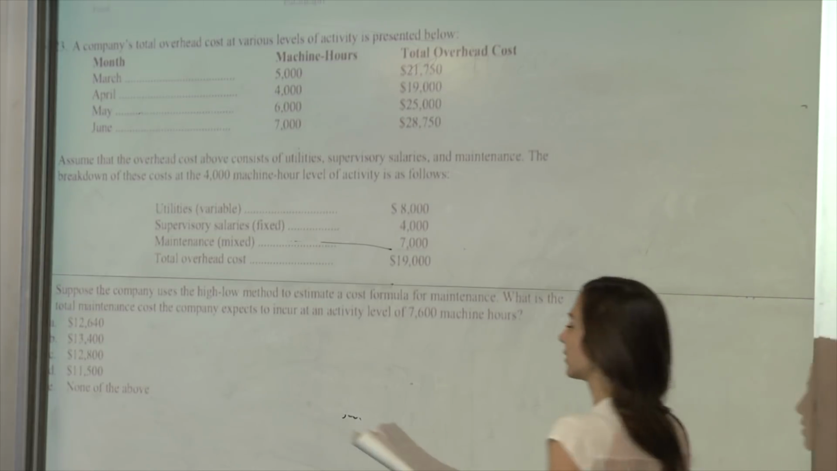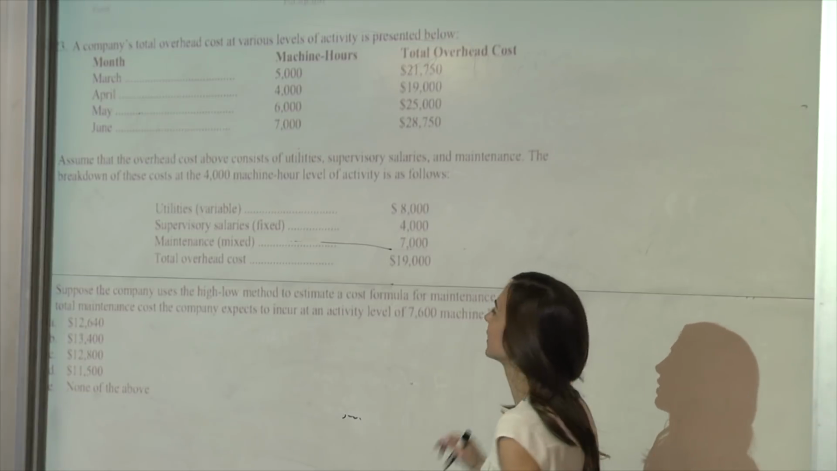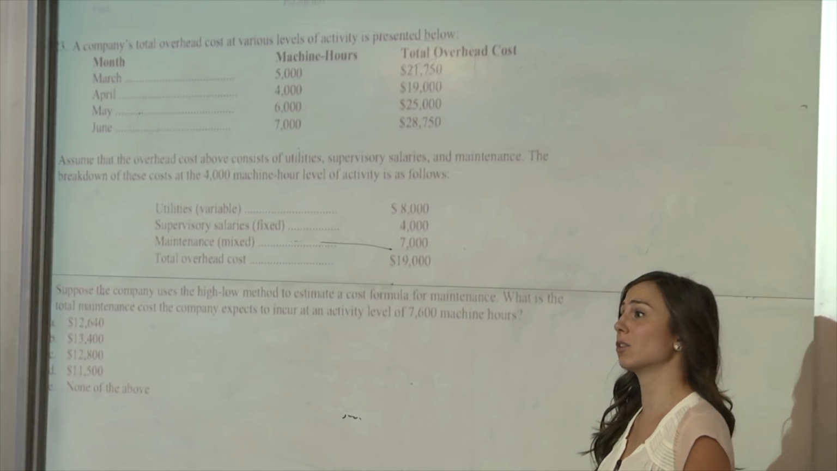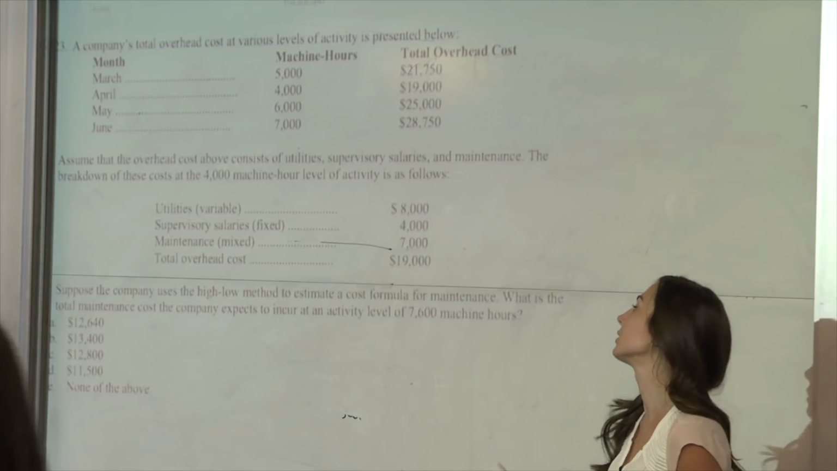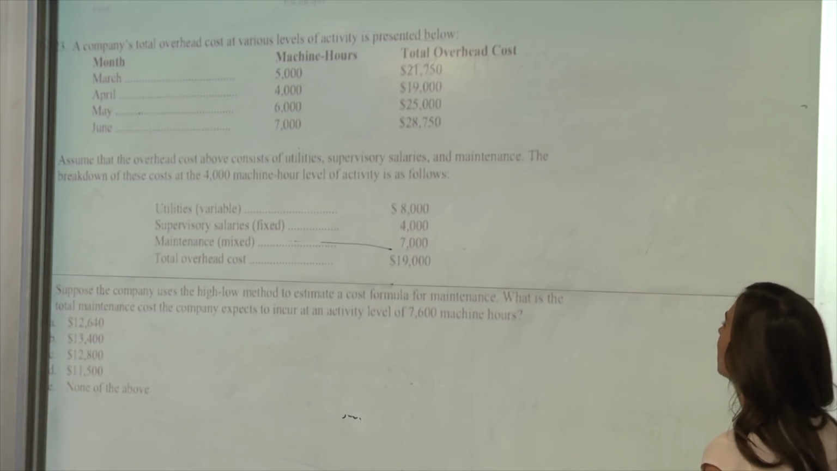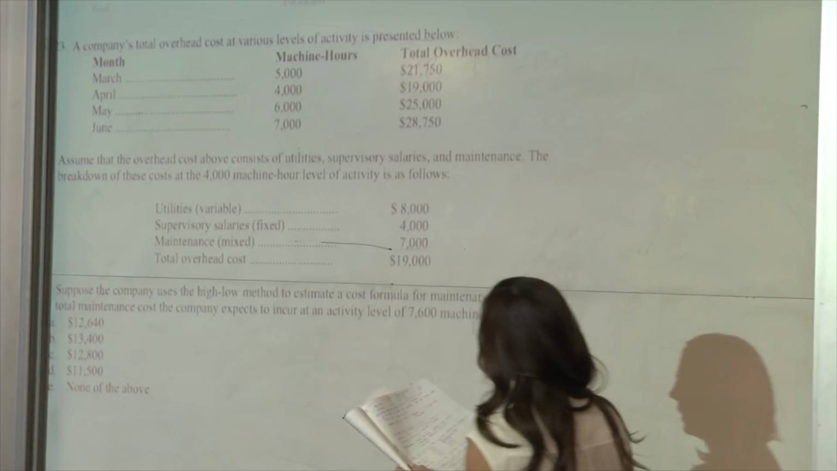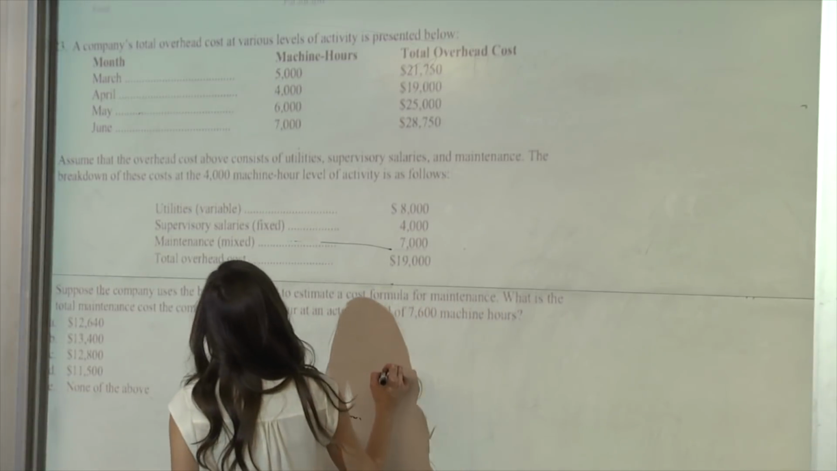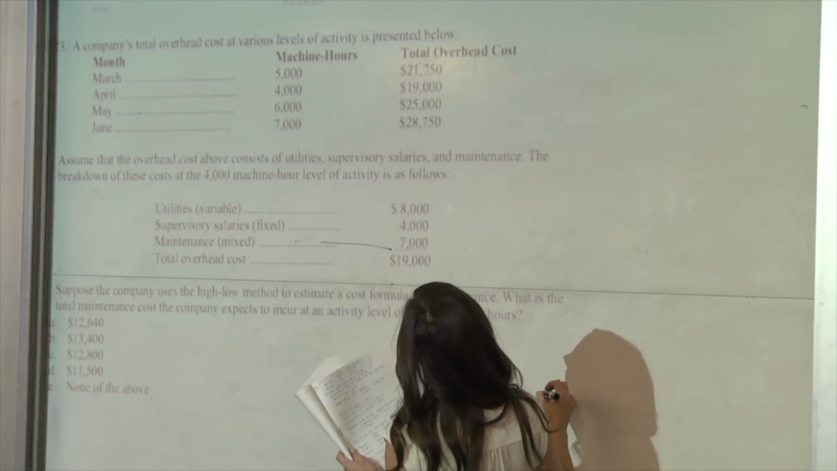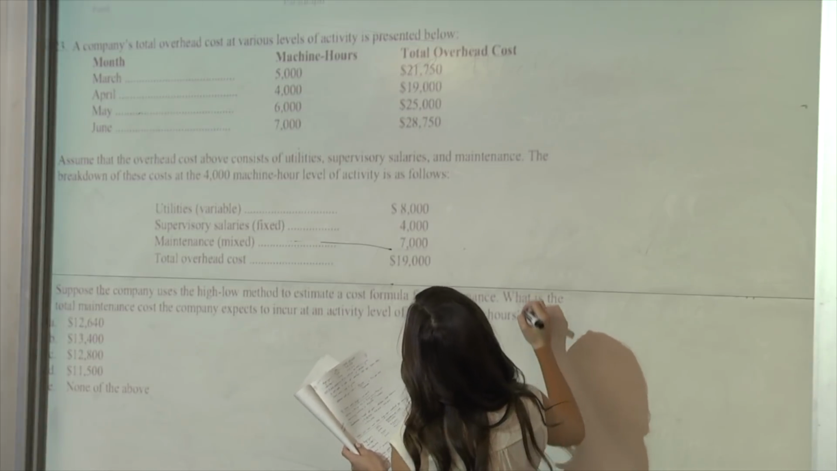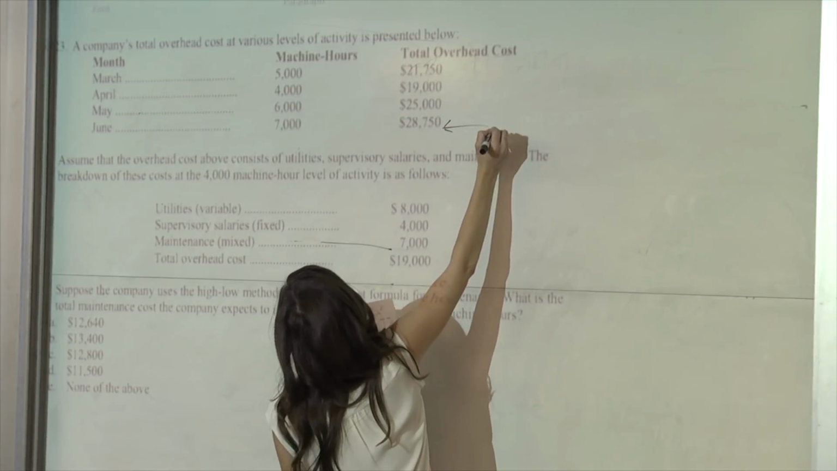Okay, so in this case, we're again using the high-low method. I'm just going to go through it very quickly because we don't have much time. So we have the high-low method, and what we want to do again is locate our high activity and our low activity.